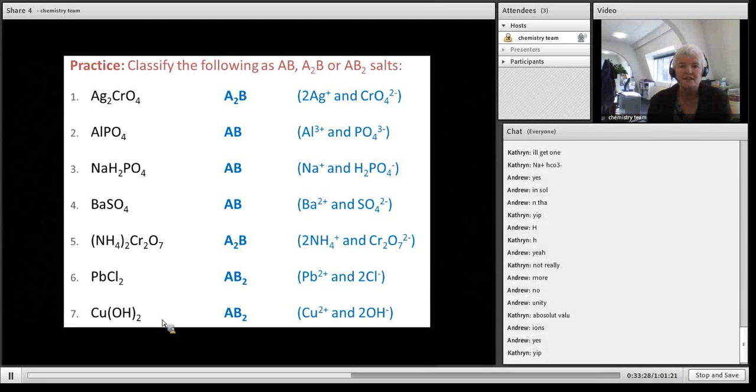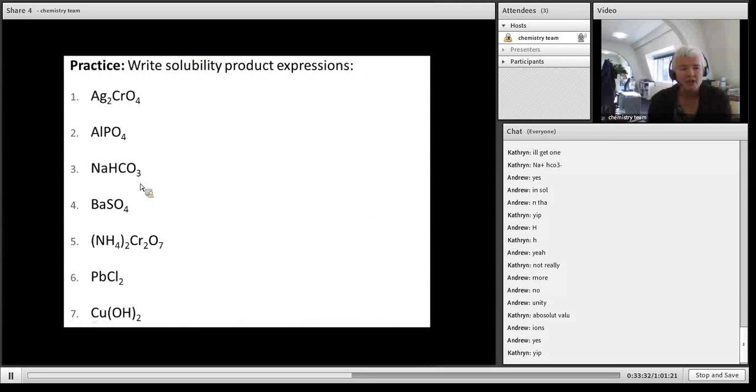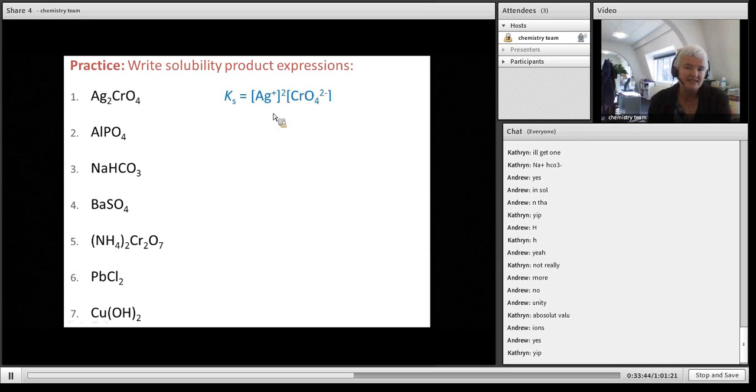Yep, great. So now we're going to do exactly the same thing, but now we're going to write the expression. So now you've got to think of, where do I square it? Okay, so let's do this one. It was an A2B salt, so I've got twice the amount of silver, so I square it, because it's silver times chromate, so it's silver squared chromate.